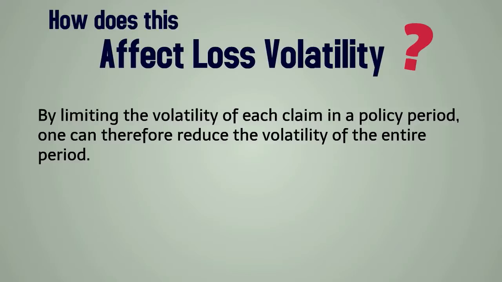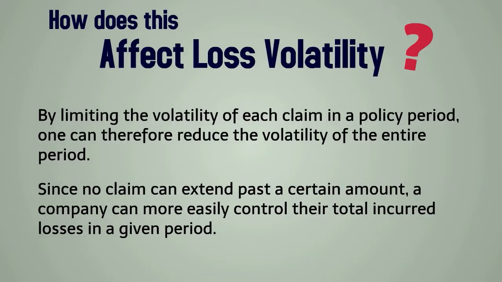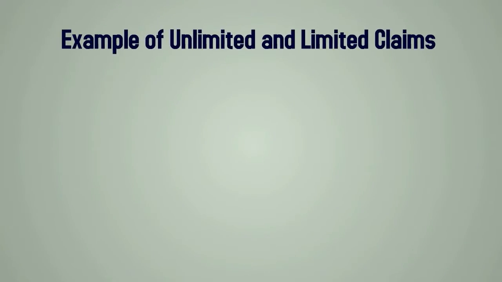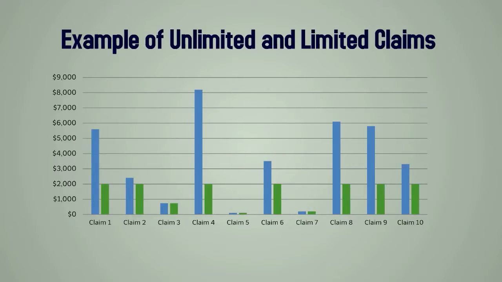By limiting the volatility of each claim in a policy period, one can therefore reduce the volatility of the entire period. Since no claim can extend past a certain amount, a company can more easily control their total incurred losses in a given period. In the following slides, we will be showing a couple visual examples of how an insurance retention works to limit volatility. Now, be sure to note that introducing a retention limit does not necessarily mean a company expects every claim to hit that limit, which is something we'll delve into a little later.